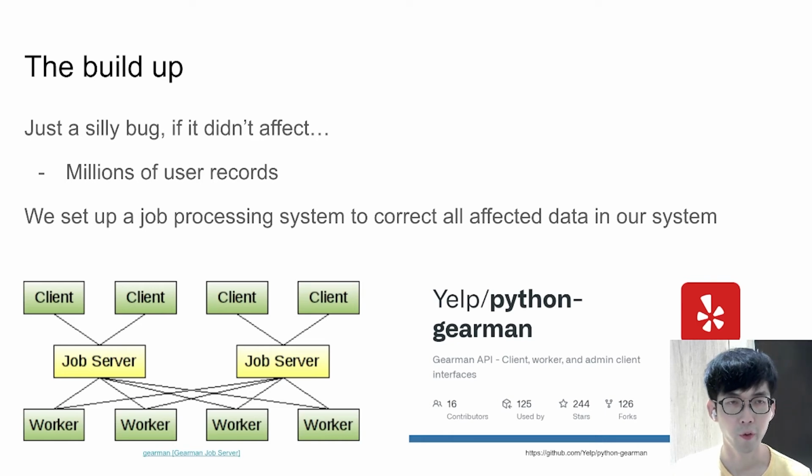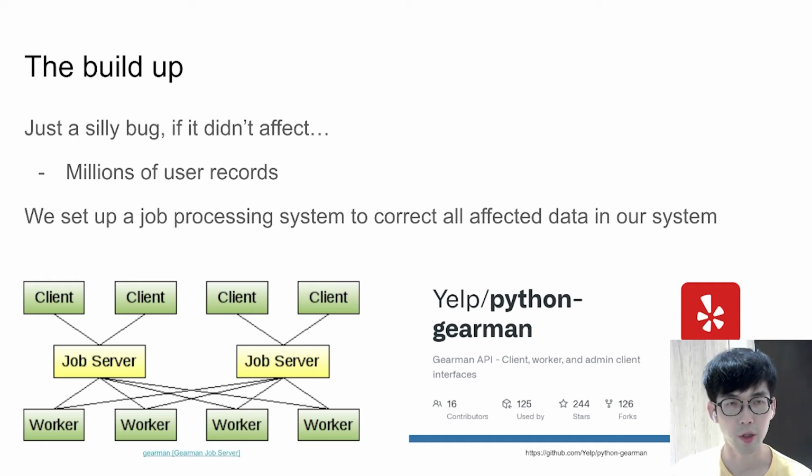We evaluated the situation, and we found that if we use a basic Python script to fix it, we need hundreds of days to correct all affected data. No way we can do that. No user will wait for us to do that. So we decided to use a distributed way to get things done.